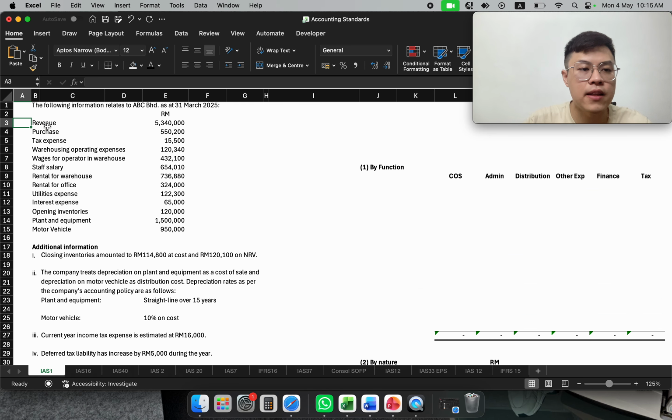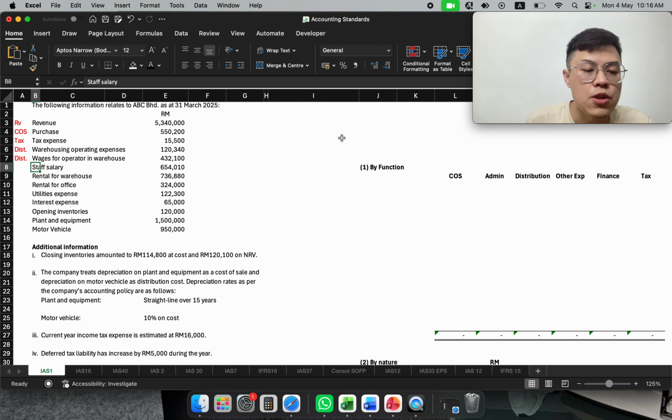And we start with categorizing. Revenue will be the first item in our SOPL. So it's our revenue. Purchase will be cost of sales. Tax expense under our tax. And warehouse operating expenses, since it is connecting to the customers, is so-called distribution. Wages for operators in warehouse, so this is also distribution. We are distributing the item.